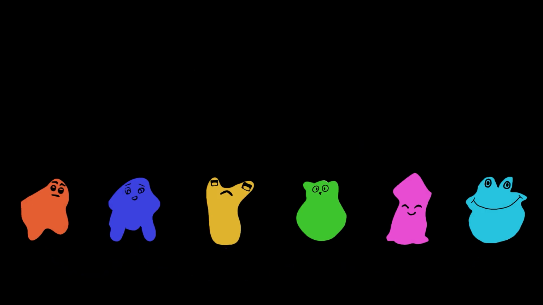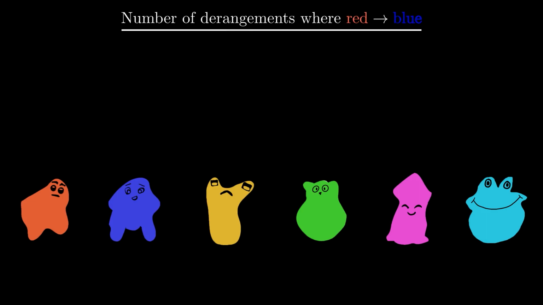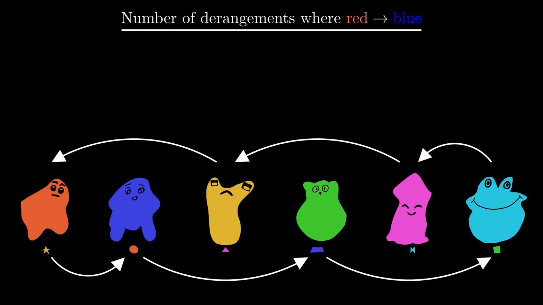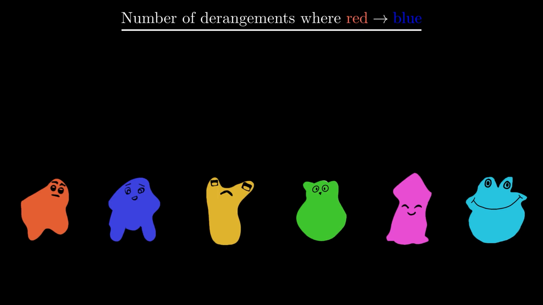First, let's solve an easier problem, finding the number of derangements where red passes the gift to blue. Looking at the arrows, we can think of all the blobs being connected in loops. Since we only want the derangements where red passes the gift to blue, we will only consider the loop size of the blobs connected together in the loop with red and blue. So the minimum loop size is 2, which is when red and blue pass the gifts to each other.